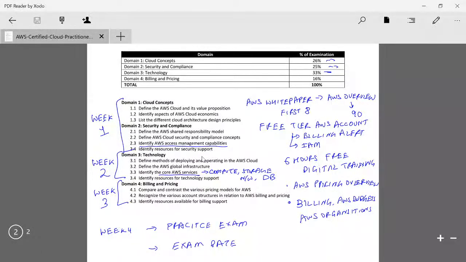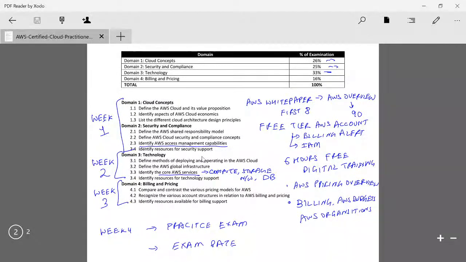It also talks about the global infrastructure. So overall, those 6 hours free digital training course is really important, and it also has a 30 question quiz at the end of it. So if you're able to do well there, think that your preparation is almost there.